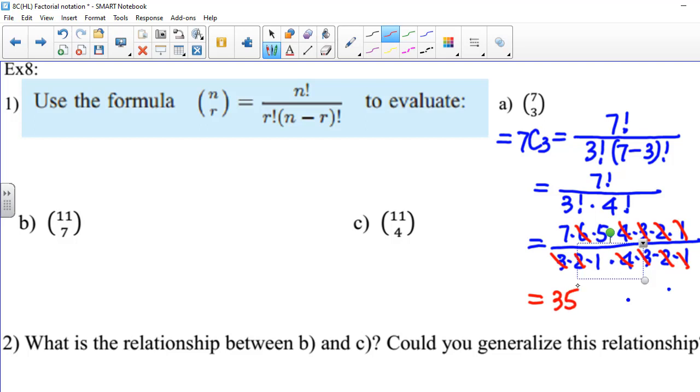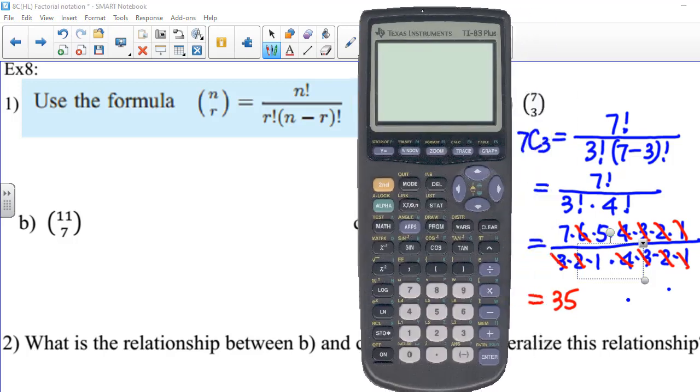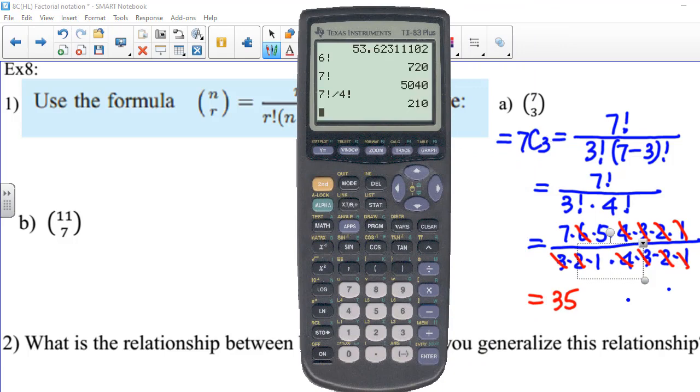We can also use a graphing calculator to find this nr or nCr value. Let's find 7C3. I need to put a 7 in first. Then go to math. It's still in the probability section. Function 3. Then put 3, which is the r value, in. Enter. 35.